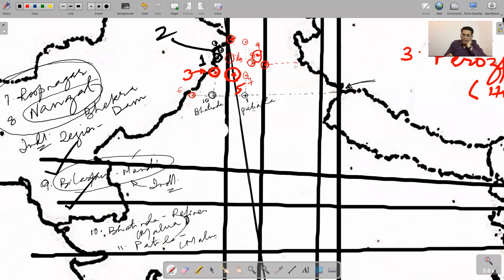What plains are Roopnagar, Nangal region? Roopnagar, Nangal region is Doaba, D-O-A-B-A, Doaba Plains. And what region is Amritsar region? Amritsar is Manjha region. So southern plains, this is Malwa. This area is Doaba, including Ludhiana. Roopnagar is Doaba. And Amritsar is Manjha Plains. So that takes care of Punjab.